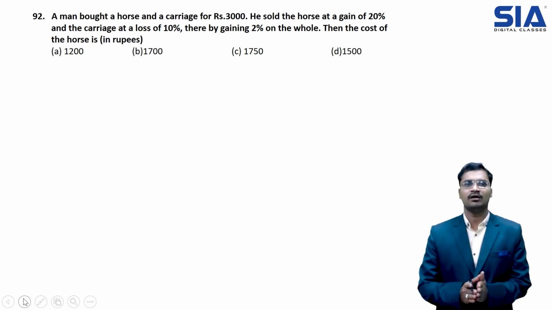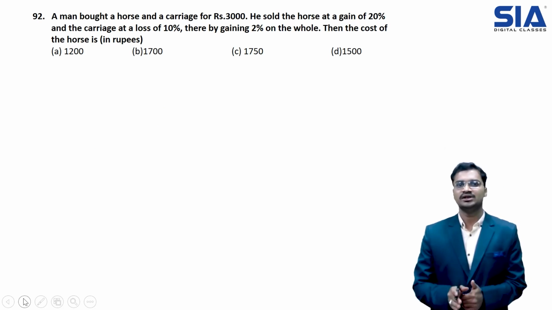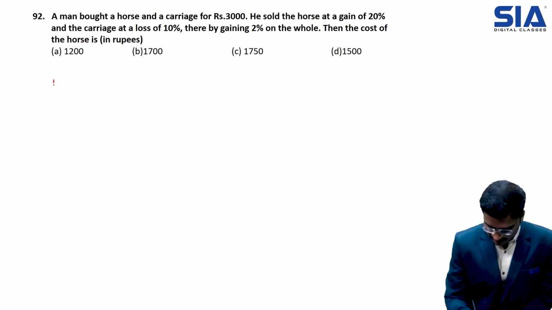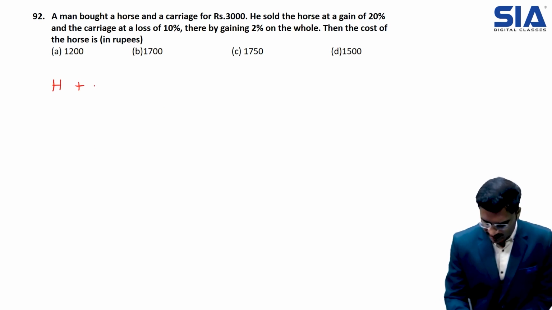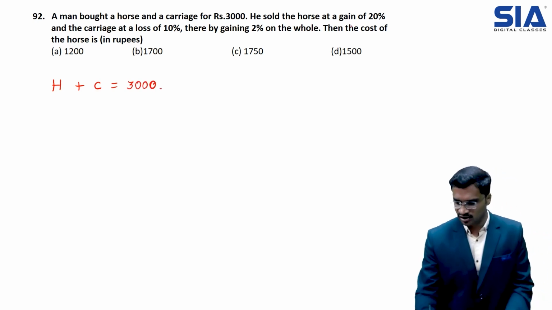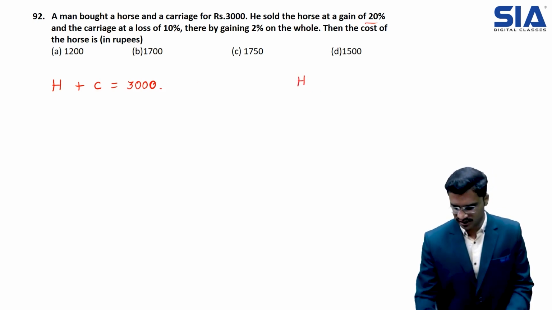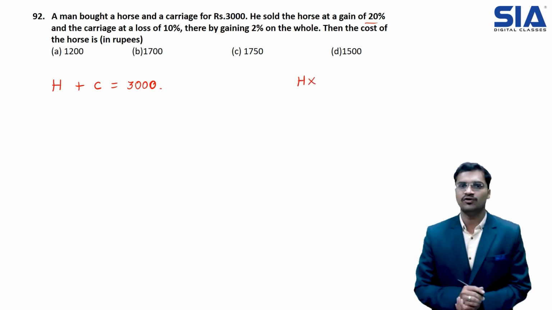A man bought a horse and a carriage for 3000 rupees. So a person is buying a horse and a carriage for 3000 rupees, and he sold the horse at a 20% gain. So the value of the horse is h. Let us assume the value of the horse is h, and he is selling at a gain of 20%.